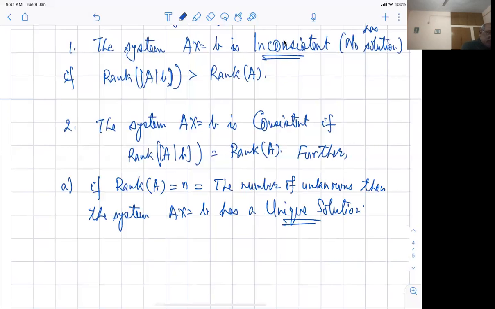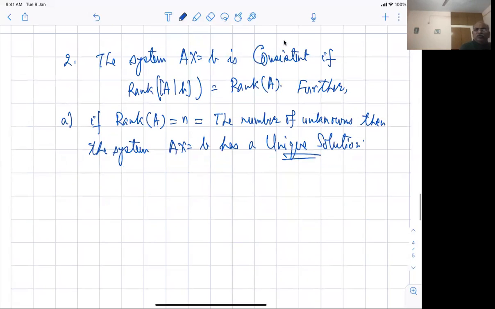Basically because the rank of A is n, so there are n pivots. It means that each column contains a pivot, so each column corresponds to a basic variable. So you don't have any free variables, you have only the basic variables. All right, so when you want to express basic variables in terms of free variables, there are no free variables, so everything is a unique solution. Fine.